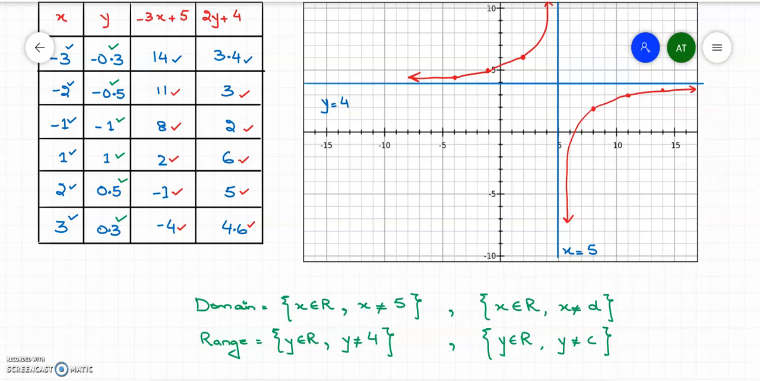I hope you understand how to find the graph of a reciprocal function or the rational function by using transformations.